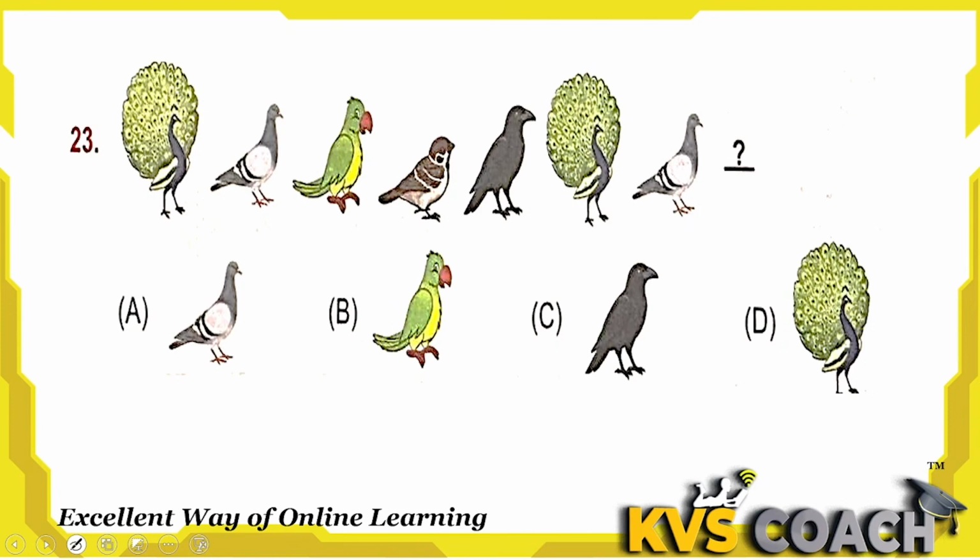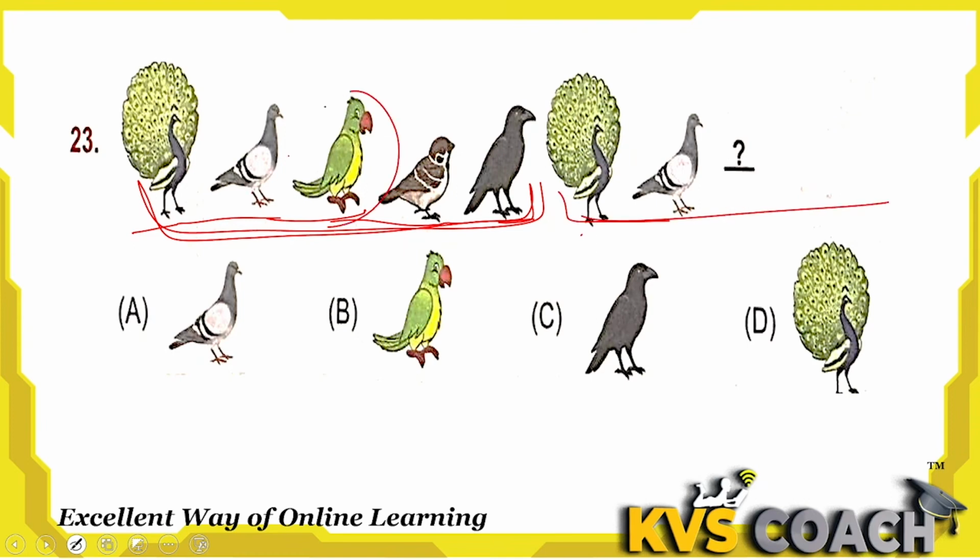Next is a group of birds: peacock, pigeon, parrot, and this is sparrow, this is crow. Okay, this is the pattern here. Now again peacock starts, after peacock there is pigeon, and after pigeon there is parrot. You can see that. So after pigeon, parrot will come. So B is the right answer.